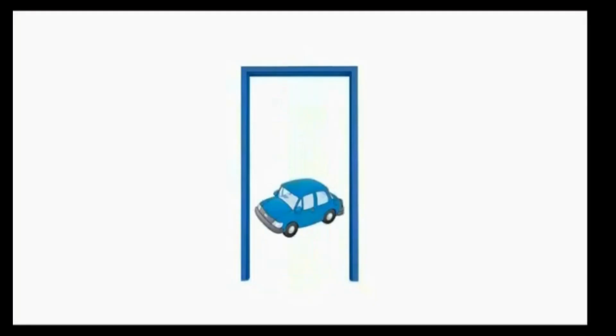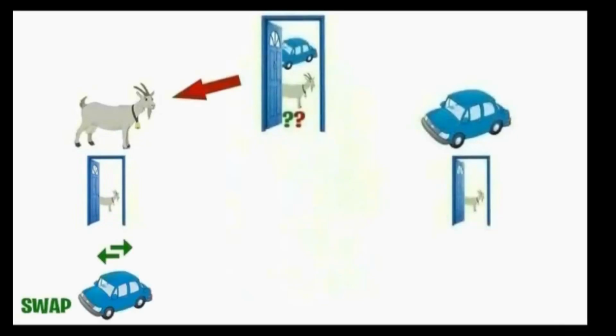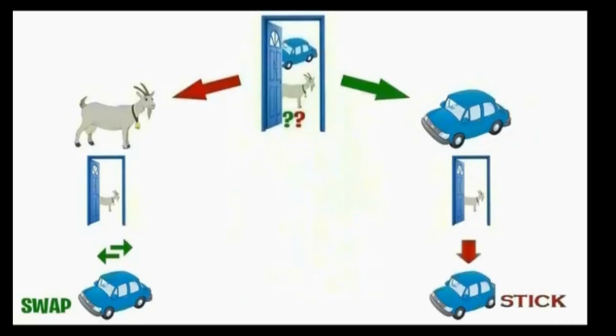What are the possibilities? You could have picked a goat or a car. Since the host knows where the car and the goats are, he always opens a door to show you a goat. If in the first instance you picked a goat and he shows you a goat, you know that by swapping you would get the car. Now if you had picked the car and the host shows a goat, you know you need to stick with the original selection.